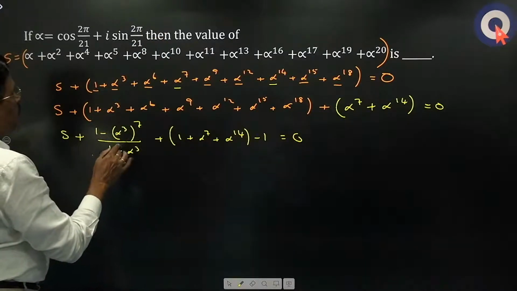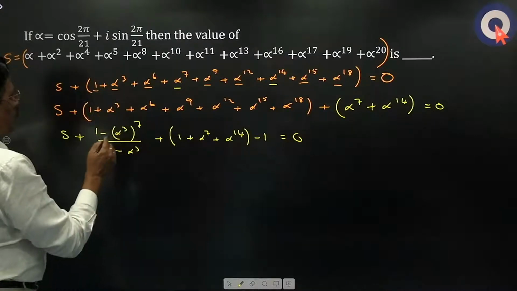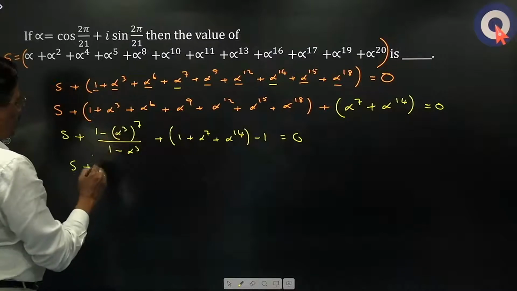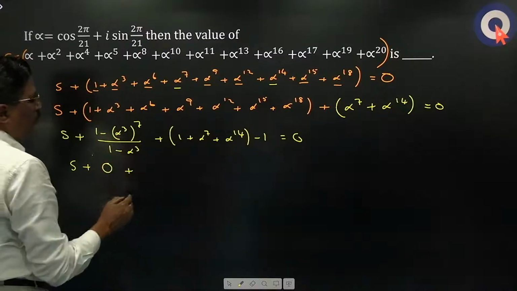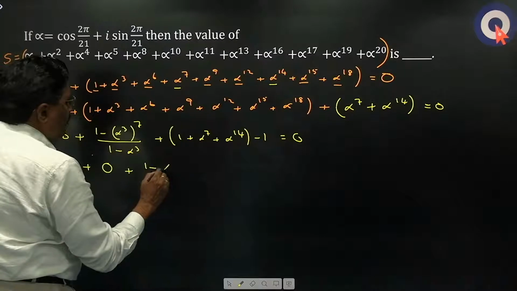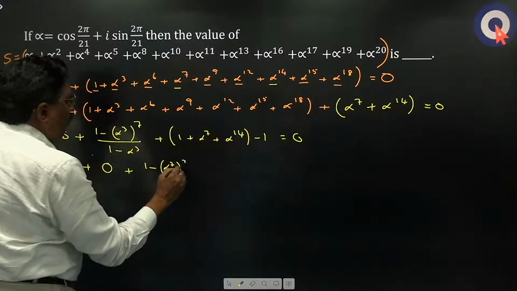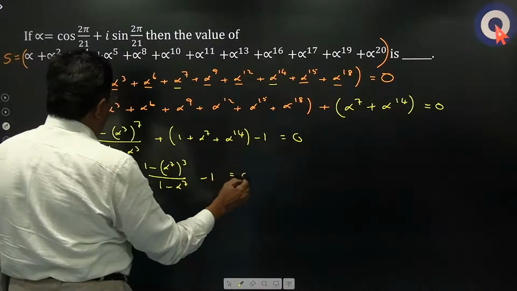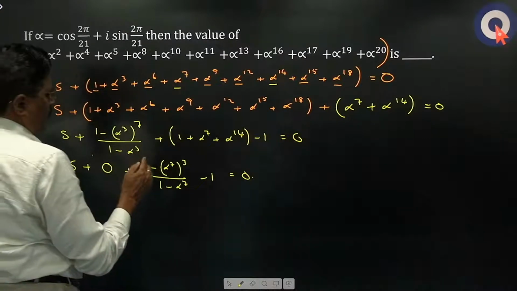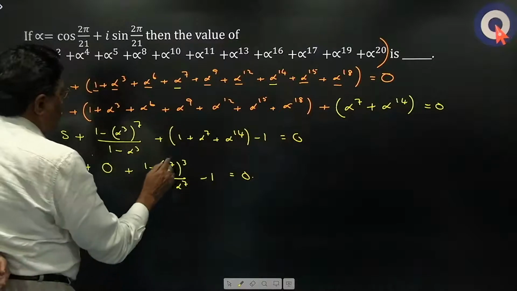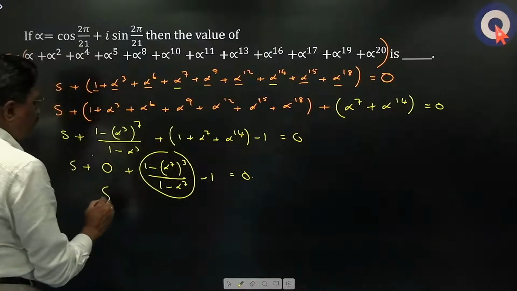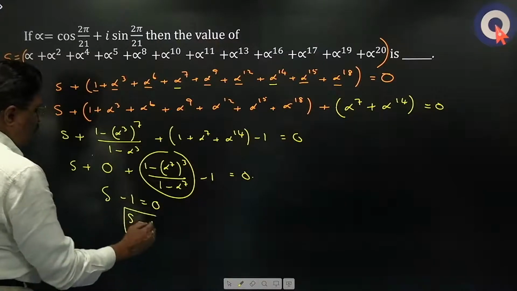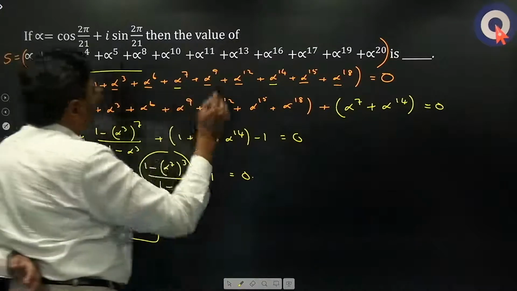Now 3 is not prime to 21. So therefore s is s plus 1 alpha power 21. So this becomes 0 plus alpha cube, which is not 0. So here 1 minus alpha power 7 whole cube by 1 minus alpha power 7 minus 1 is equal to 0. So therefore this is also 0. So you get s minus 1 is equal to 0, or s is equal to 1. So the required summation, the answer is 1.